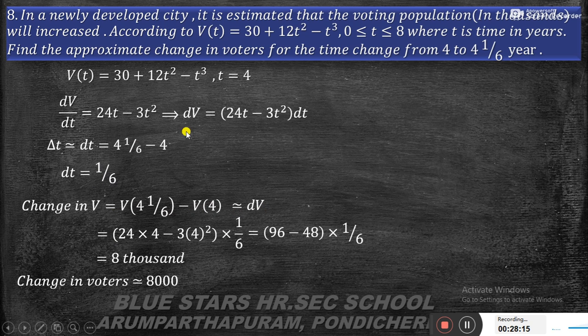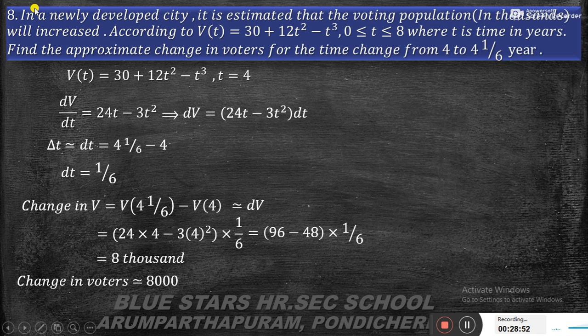dv equation is dv equal to 24t minus 3t square into dt. So I substitute 24 into t equal to 4, minus 3 into 4 square, into dt equal to 1 by 6. In the next step 24 into 4 is 96, minus 4 4s are 16, 16 into 3s are 48, into 1 by 6. Therefore 96 minus 48 into 1 by 6, the answer is 8000. Therefore change in voters is 8000. This is our answer.